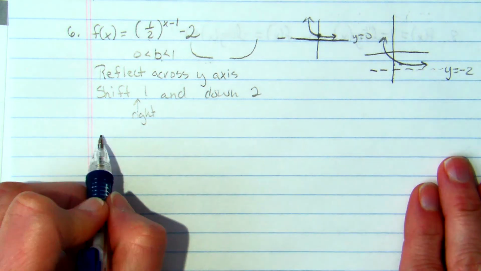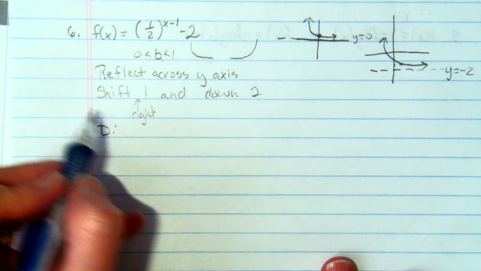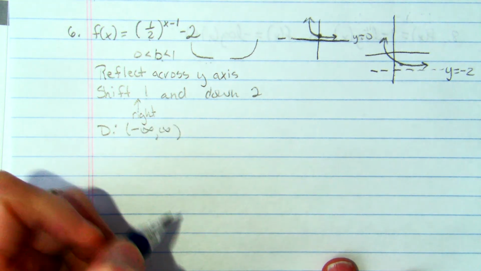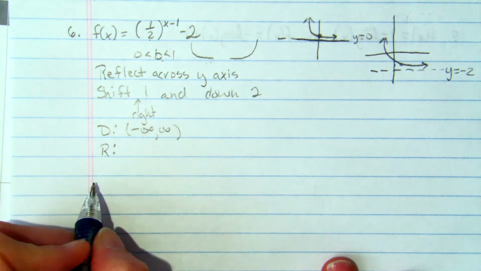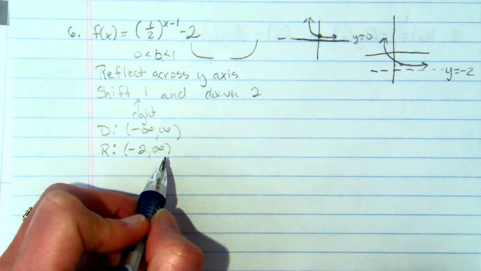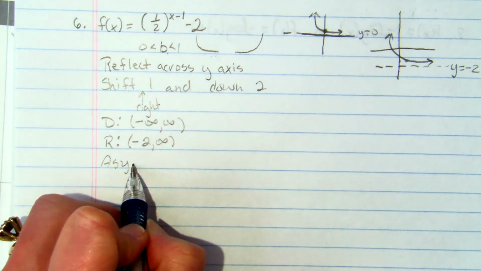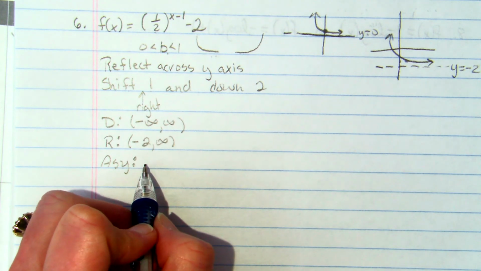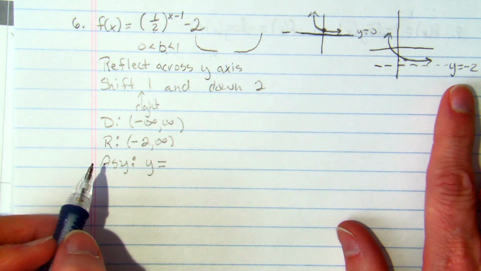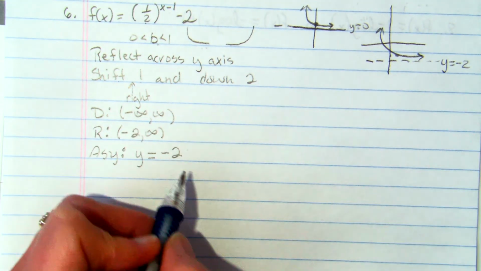So my domain of this exponential function: what's the domain of any exponential function? It's all real numbers. What's the range? The range is that lowest y value, not included, up to the highest y value, so the asymptote up to infinity, so negative 2 up to infinity. The asymptote of an exponential function is always y equals something. Y equals that lowest y value where I'm trying to get, but I will never get. That y will never be negative 2, so my asymptote is at y equals negative 2.